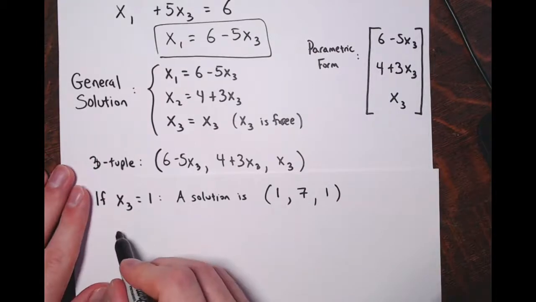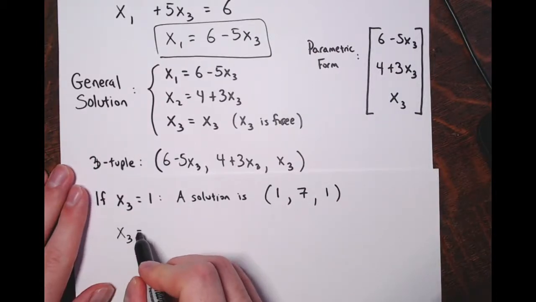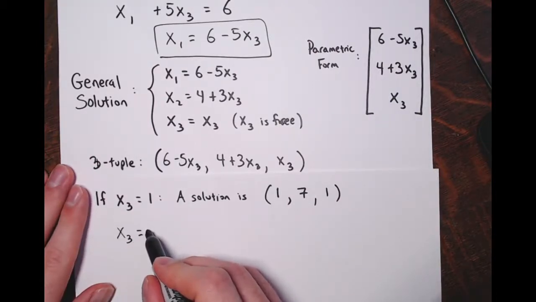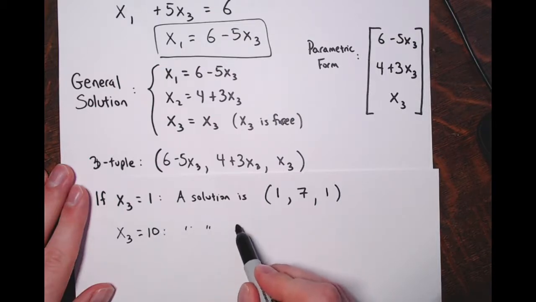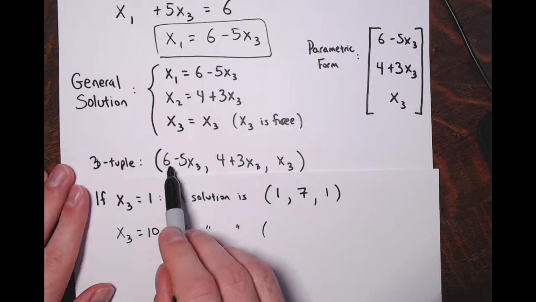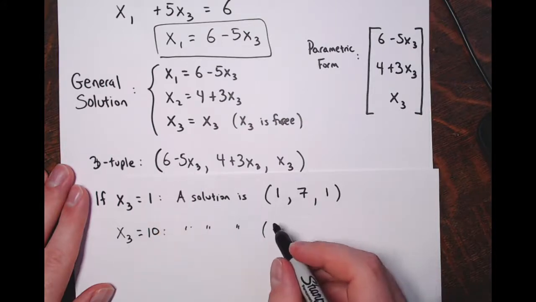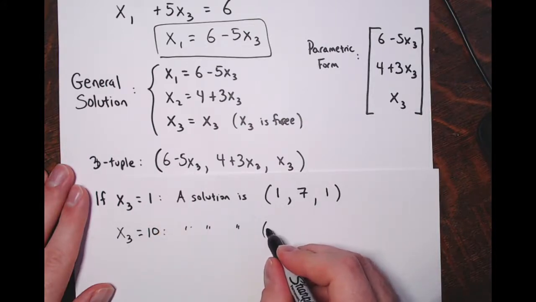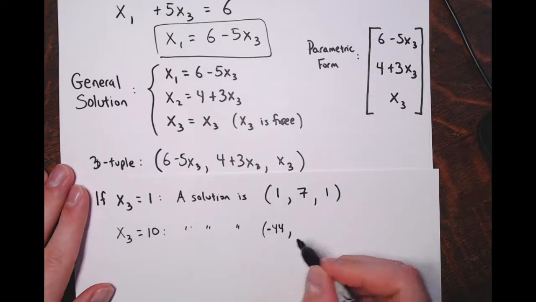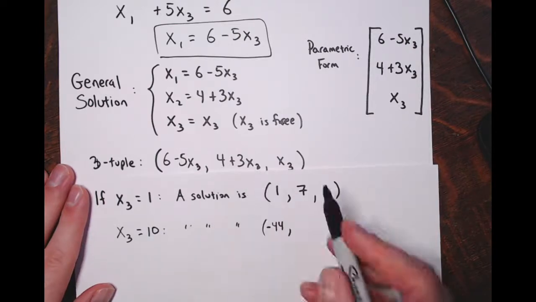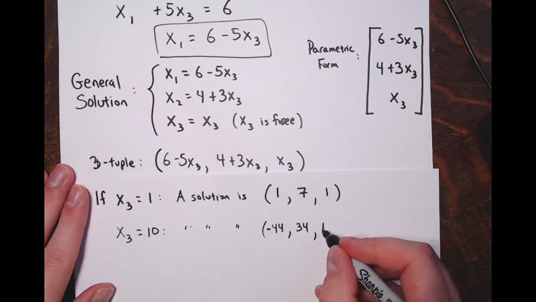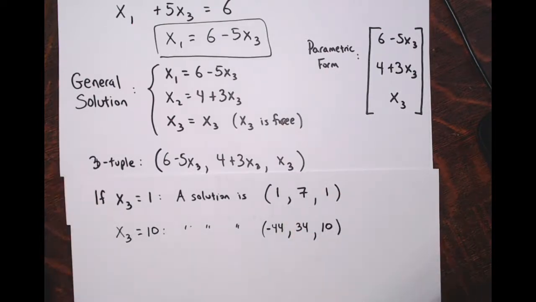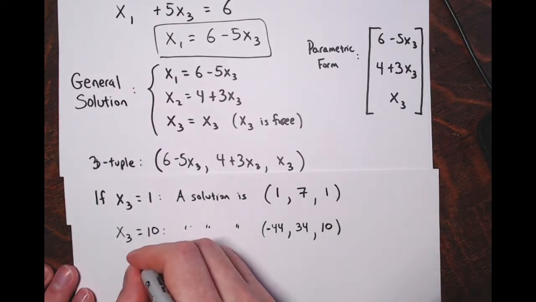It's a free variable. How about if x3 were 10? Then a solution to this system would be the following. 6 minus 50 would be negative 44 for x1. Then 4 plus 30 would be 34 for x2, and then just 10 for x3. And there's another solution, another ordered triple that makes the system a true statement.